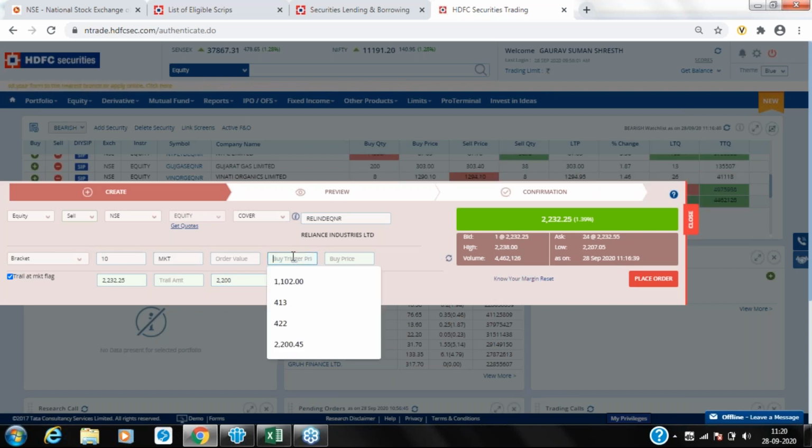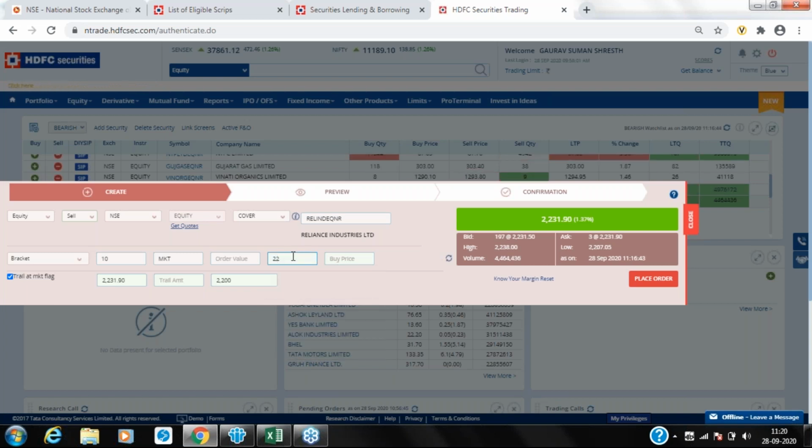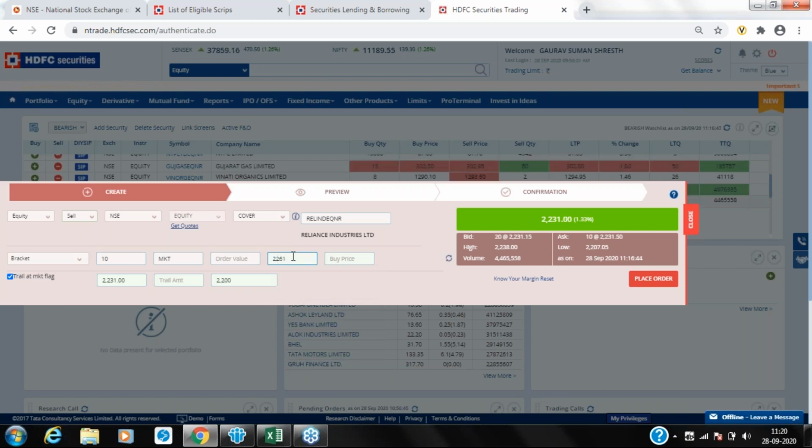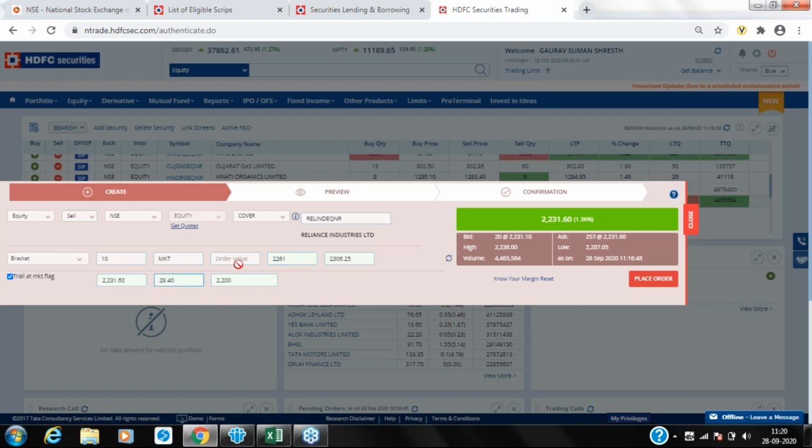Now what will be the stop loss? Since we are short selling, the stop loss will be on the higher side. So I'm keeping a stop loss at the 2261 level. Click anywhere outside the box, and automatically all the other boxes will be filled up. So what will happen in this example? We are short selling 10 quantity of Reliance at the 2231 level. In case the market comes down to 2200, our profit will be booked. In case the market goes up, 2261 is the level where our stop loss will get triggered.